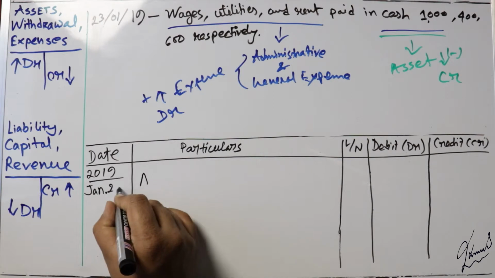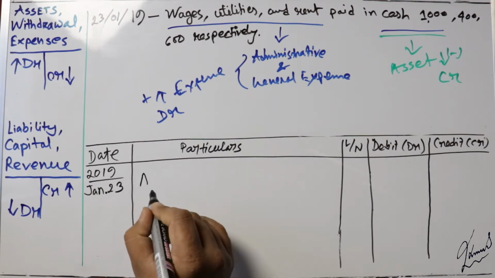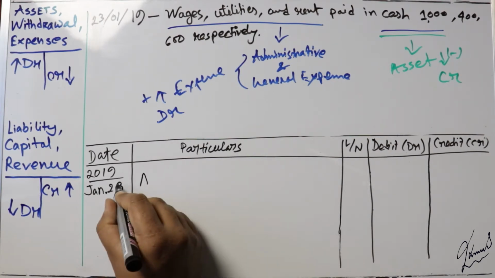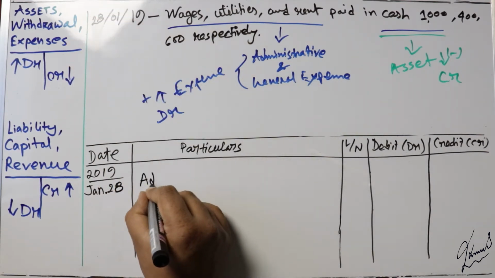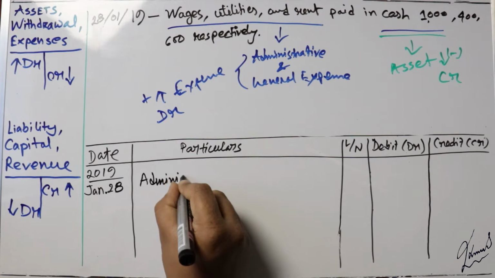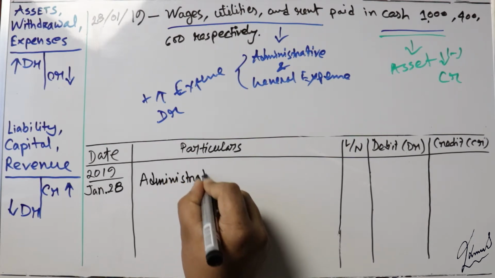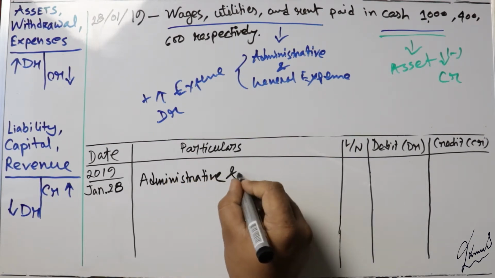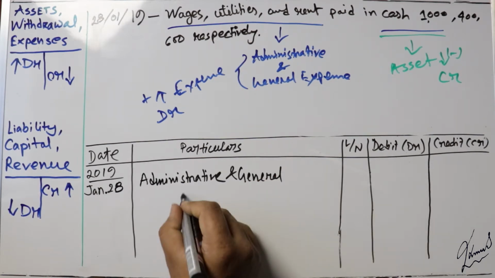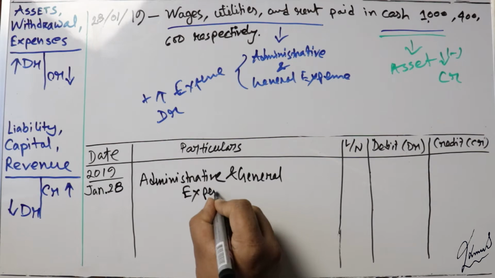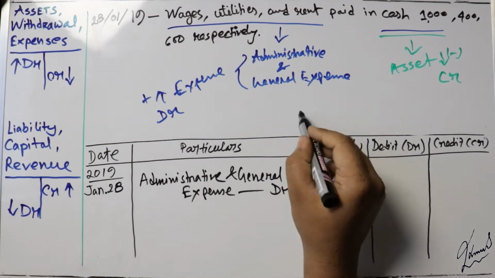So first of all the debit account, that is administrative and general account. Please don't forget to write the date properly. So first of all administrative and general expenses debit. I have used this term for simplicity. I could also use wages debit, utilities debit, rent debit, but for simplicity I am using administrative and general expenses.